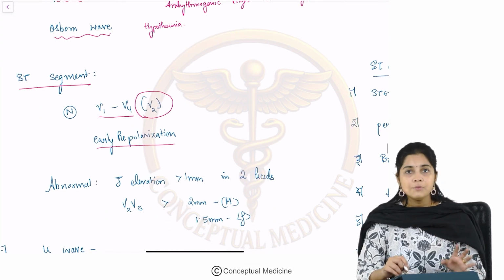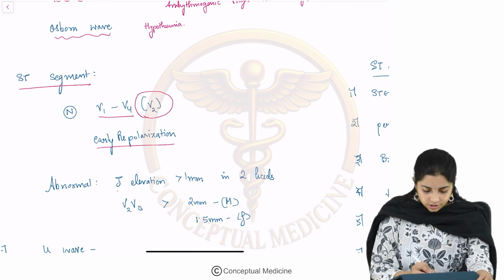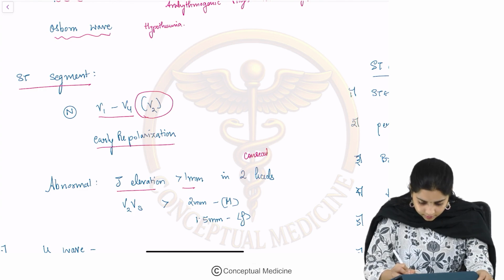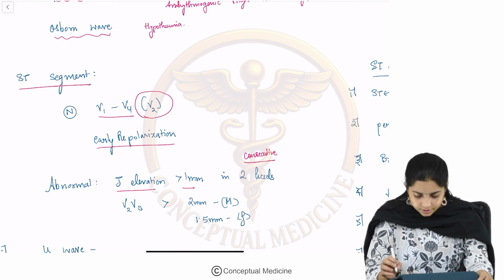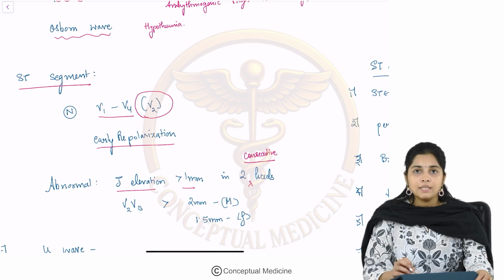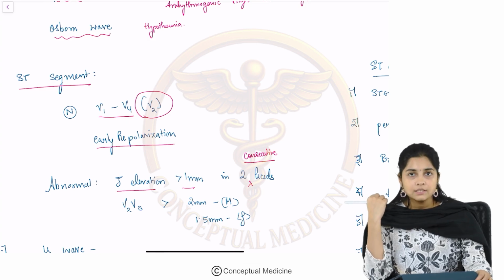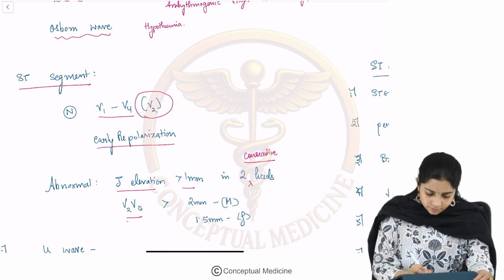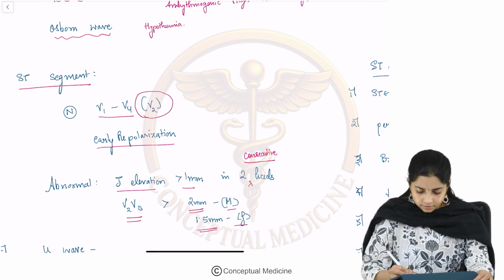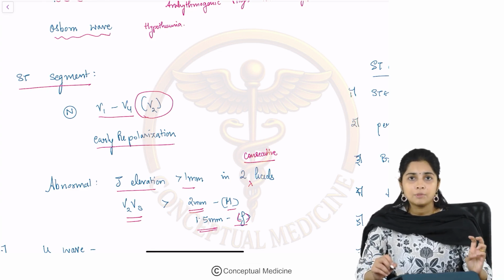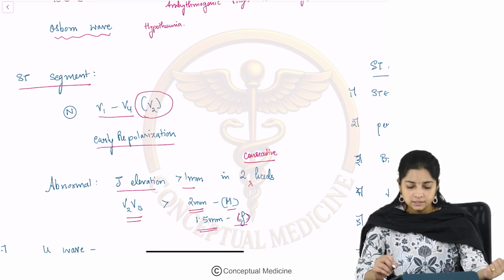Now, what is abnormal? Abnormal is J point elevation of more than 1 mm in 2 or more consecutive leads. In leads V2 and V3, more than 2 mm in males and more than 1.5 mm in females. In the other leads, it is abnormal if there is more than 1 mm elevation.